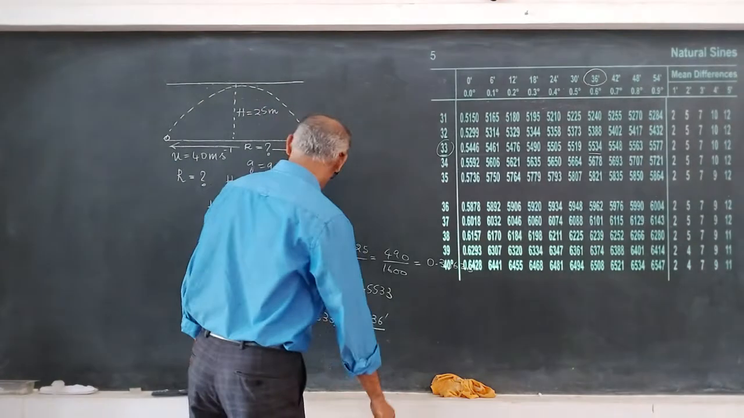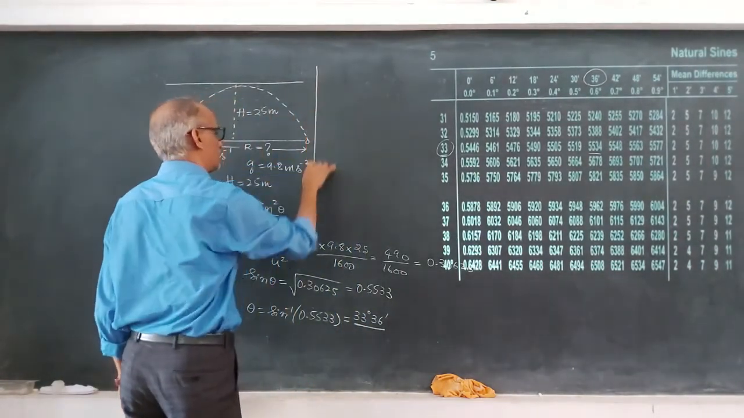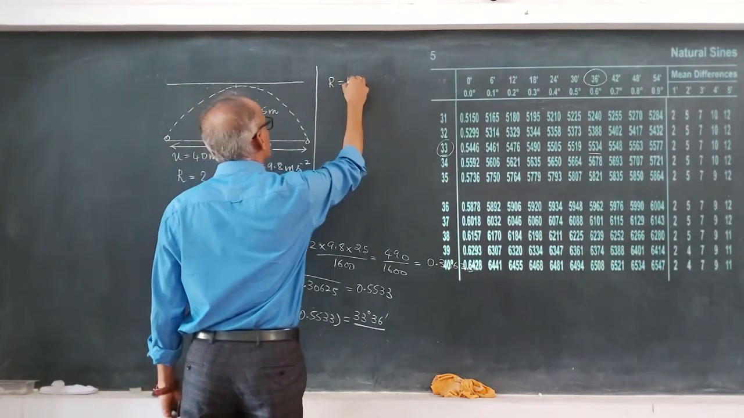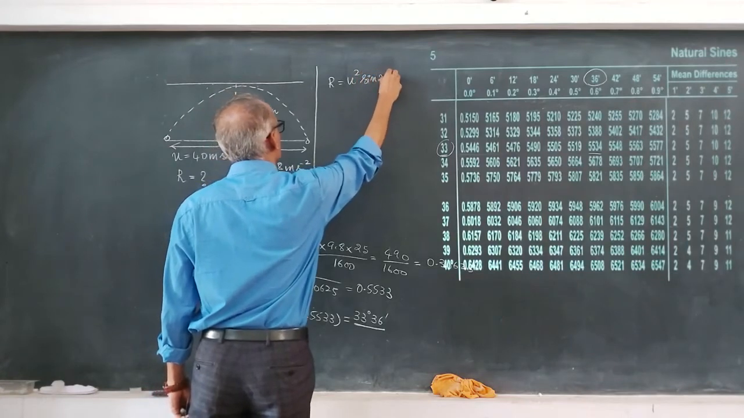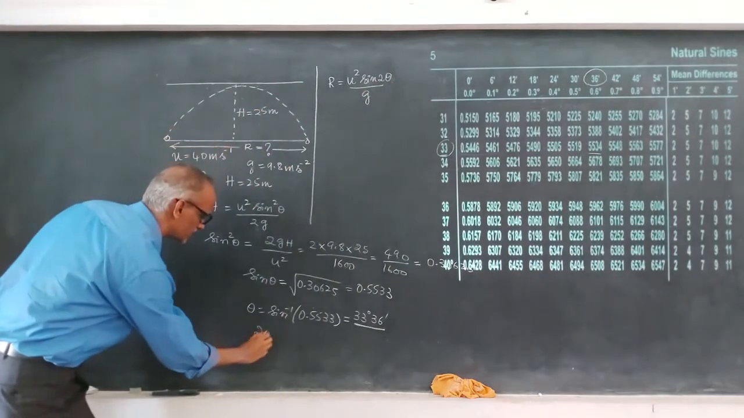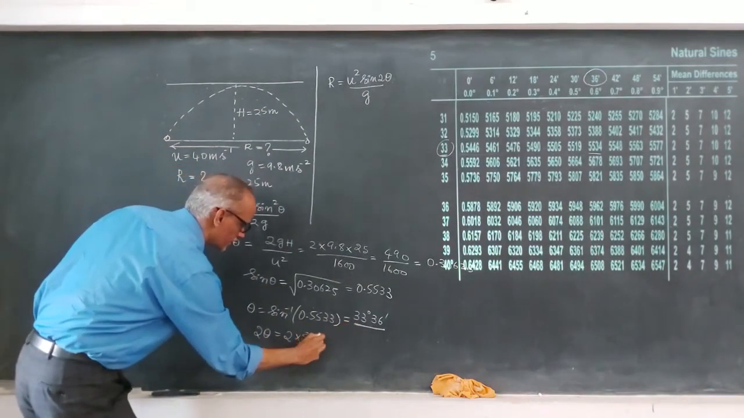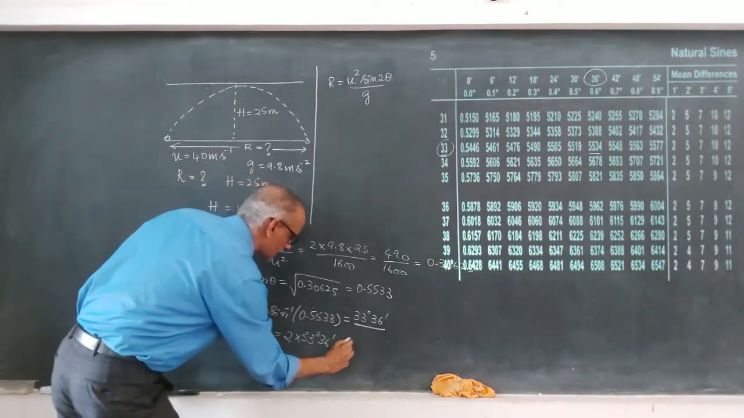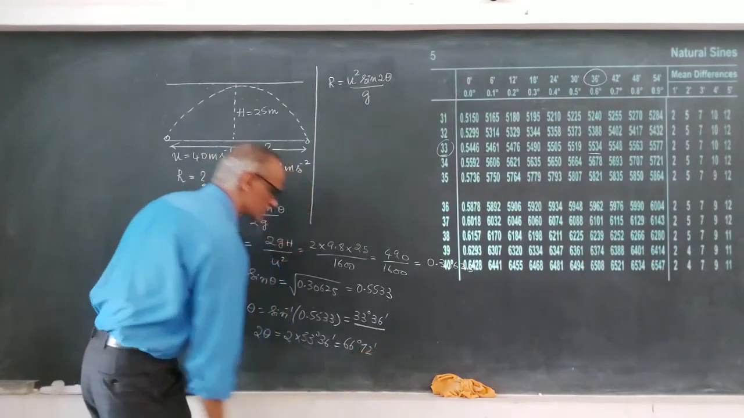Now since we have found theta, I need to find the value of range, that is R is equal to u square sine 2 theta by g. So first I'll find 2 theta. What is 2 theta? Twice this value, 33 degree, 36 minutes. This is 33 into 2 is 66 degree, 72 minutes.